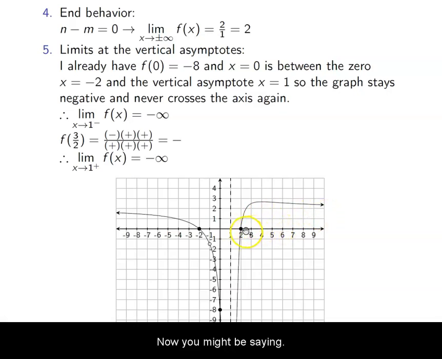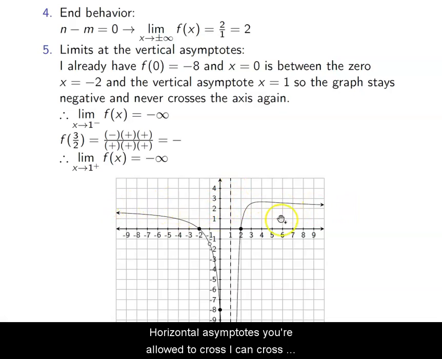Now, you might be saying, well, Professor Williams, 2 is my end behavior. That's a horizontal asymptote. You can't cross. Yeah, actually you can. Vertical asymptotes, you can't. Horizontal asymptotes, you're allowed to cross. I can cross the line y equals 2. It's just that as I continue on to infinity, I have to get closer and closer and closer to that value as time goes on.